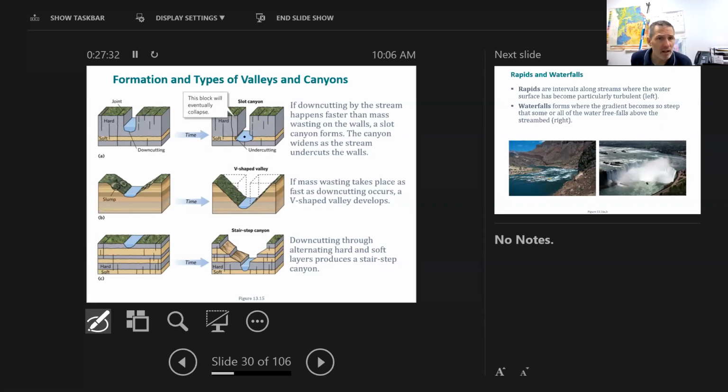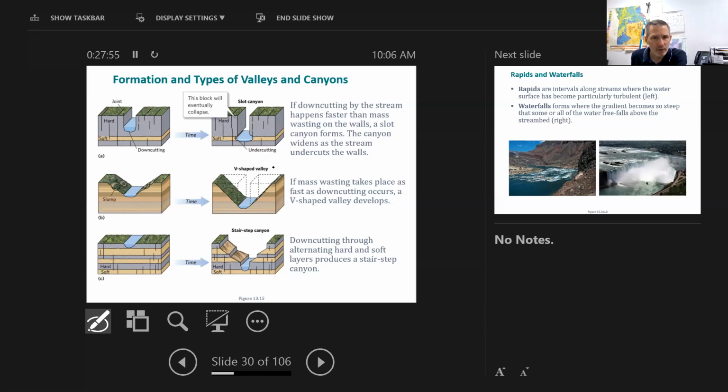If we have valley shapes, V-shaped valleys, the reason why we have V-shaped valleys is as this river is moving down, the sediment around here will mass waste or slump, in this case, into this river. And so if we get above that angle of repose, it's going to just wash into the river. And so the river is constantly moving materials downstream.